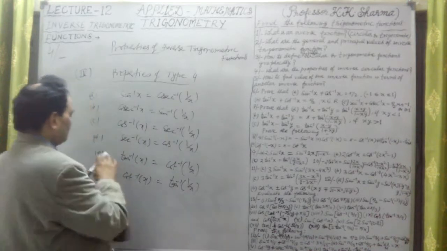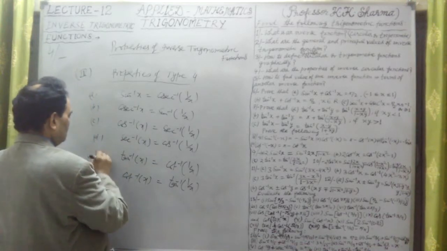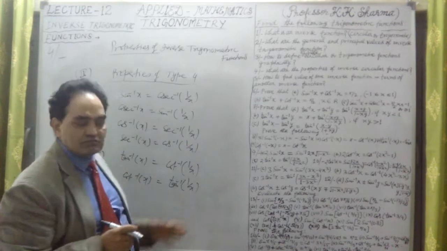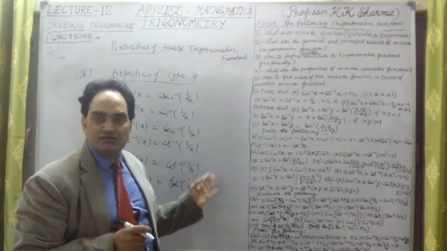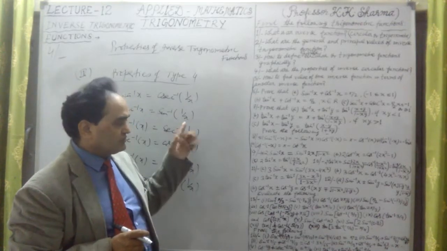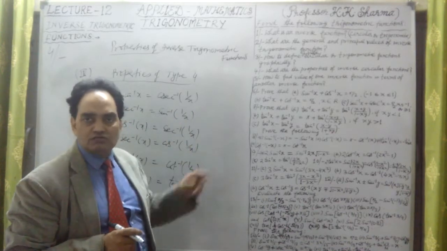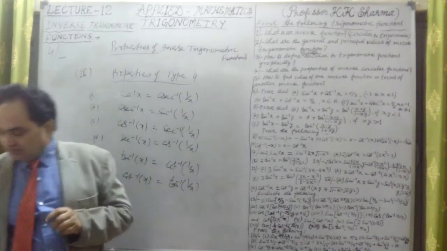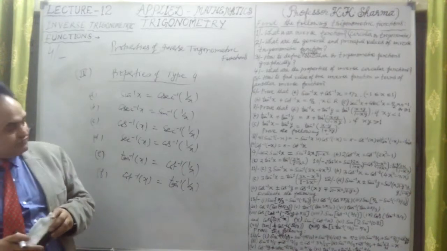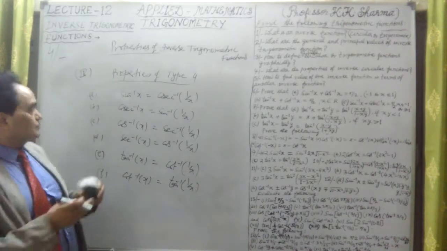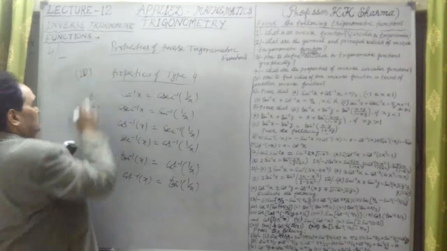Okay, so this is how we have to talk about the fourth type of property. These six properties are again based on trigonometric functions. All these questions we will talk about, how this is. I'm writing the properties. This is type 4 properties. We have taken 4 types of properties.